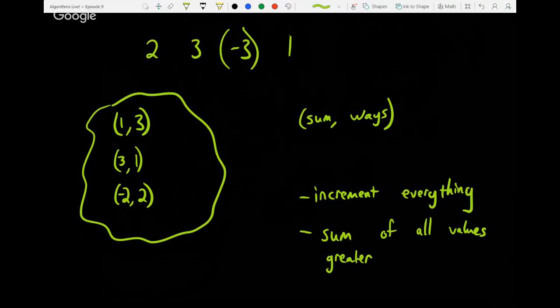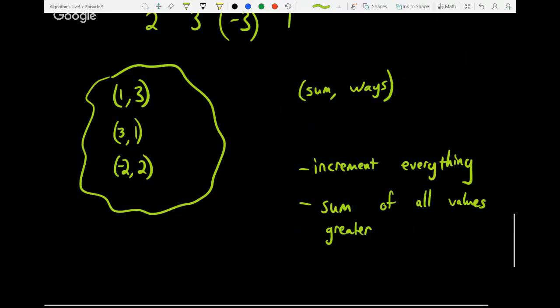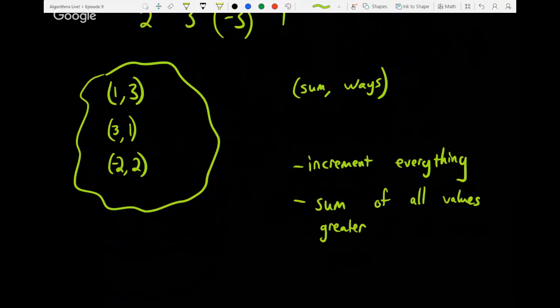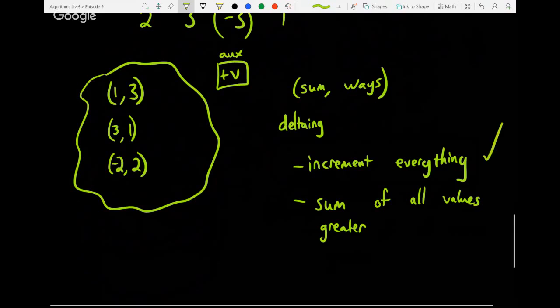So notice I haven't committed to a data structure yet, but I'm just analyzing what properties this data structure needs. And this increment everything we saw in the previous problem, I can just solve this with deltaing. What I can do is maintain that auxiliary variable and then just increment it by some value whenever I come across a new value. And so this ends up speeding up the increment everything in my data structure to O(1), which is really beneficial. So that's speeding things up.